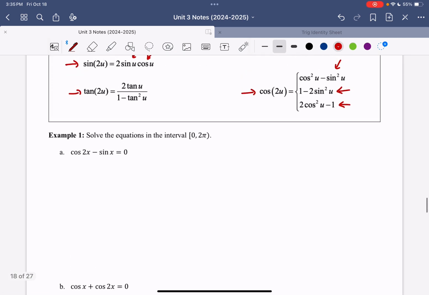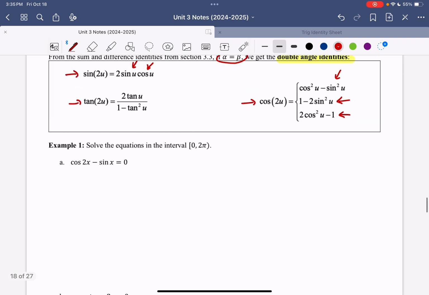We're going to solve these equations in the interval 0 to 2 pi, so we are going to limit our answers. The first one has cosine of 2x minus sine x equals 0. This is where these identities are nice. It gives us a way to use this transformed version of cosine. We can make an identity so that it's easier to solve for what these solutions are going to be.